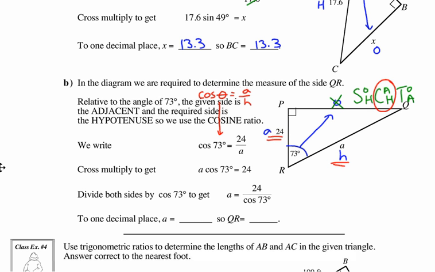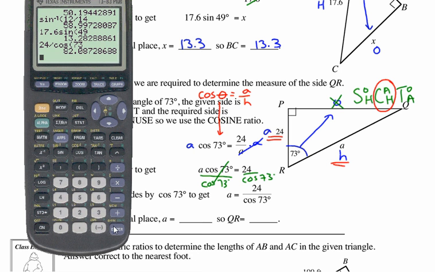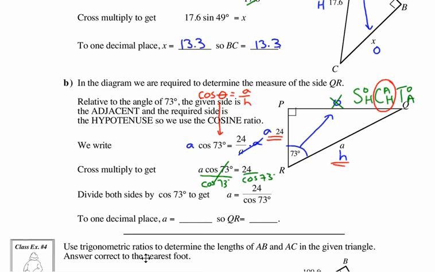Okay, so how do we solve? Well, we want to get A on the numerator because we can't solve for it when it's on the denominator. Our first step is to multiply both sides by A. So we have A times cos 73 equals 24. And then divide both sides by cos 73. So 24 divided by cos 73 is going to be our side. And that's going to be 82.1.